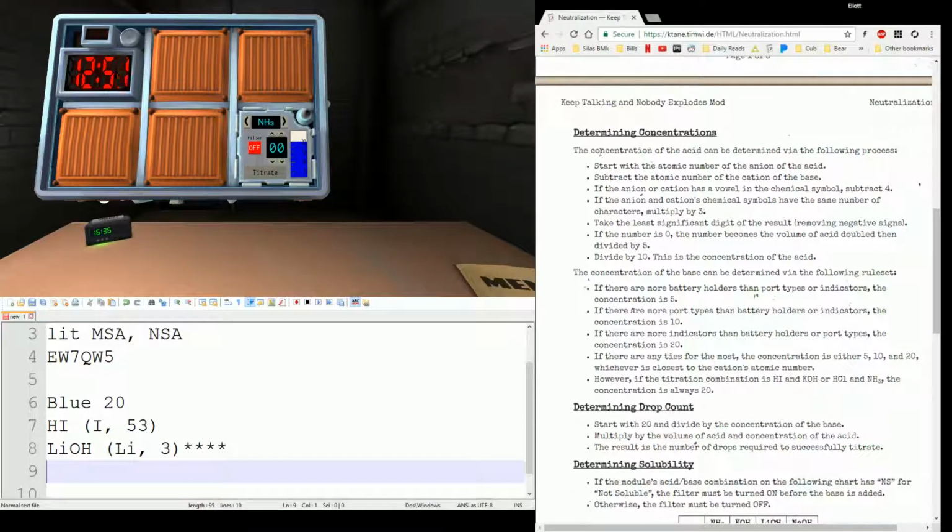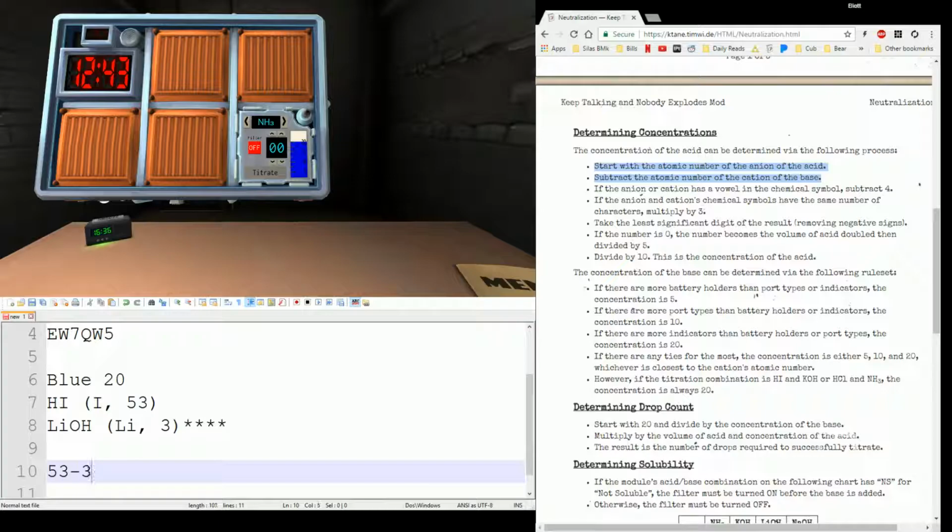We start doing concentration. Start with the atomic number of the acid, subtract the atomic number of the base. Not the actual acid, the base, the cation, the anion. So 53 minus 3 gives me 50. If either has a vowel in the chemical symbol, yeah, they both got an I, so we subtract 4. 46. If they have the same number of characters, I versus Li, they do not.